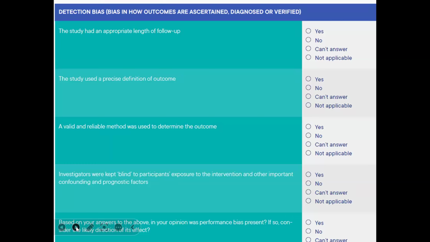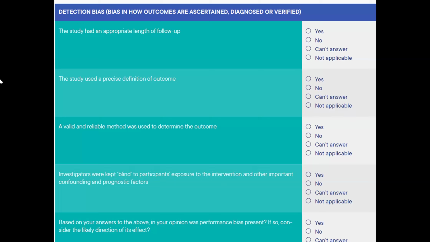Then how the outcomes are ascertained, interpreted, and diagnosed or verified. The study had an appropriate length of follow-up. Yes, it did. The study used a precise definition of outcome. Many times outcomes are not precisely defined. So here it is yes. A valid and reliable method was used to determine the outcome. You have to define all the outcomes at the very beginning, how you define these outcomes. Live birth, I think they have defined by when the pregnancy crosses 26 weeks or something. I just missed out that part. But I think they have defined it, because this is one of the definitions. Yes, they have defined live birth.